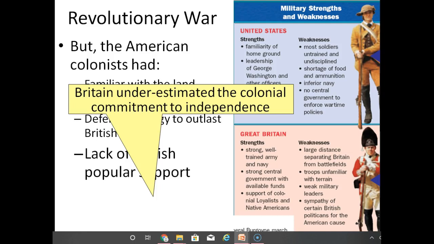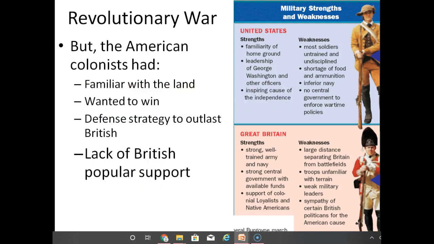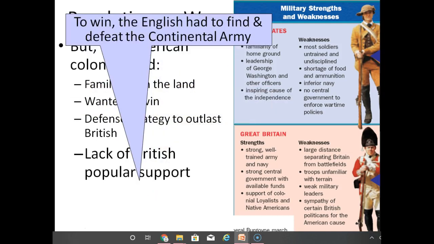So Britain underestimated the colonial commitment to independence. Britain really didn't think that the colonies really wanted independence as much as they did, so they completely underestimated their abilities. And in order for the English to win, the English had to find and defeat the Continental Army. So they didn't just have to fight battles, they actually had to find them and defeat them.